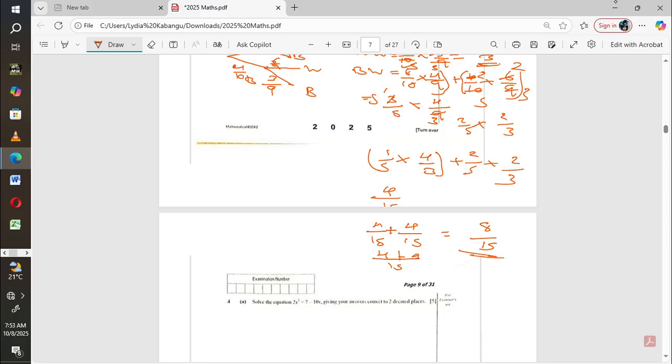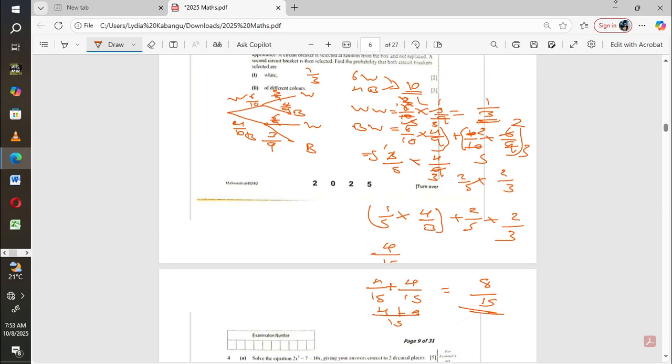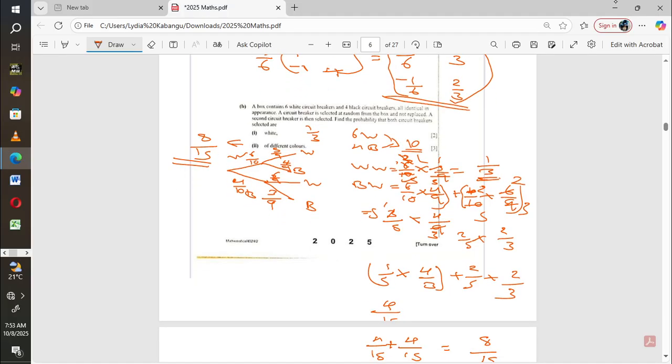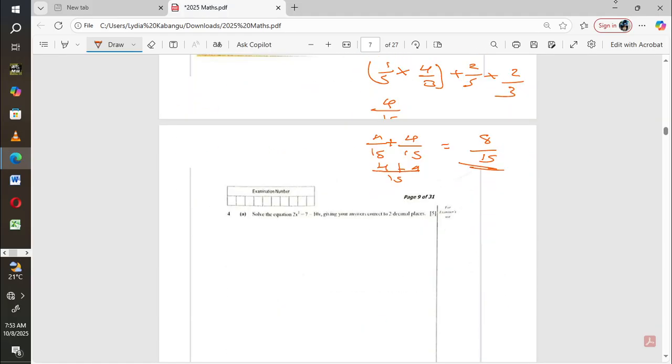So we're going to have 8/15. So this one becomes our final answer for the probability. So here, the answer has to be 8/15. So this is the probability of different colors, which is black and white. The probability of the same color white, it was 1/3. So that's how we solve that.